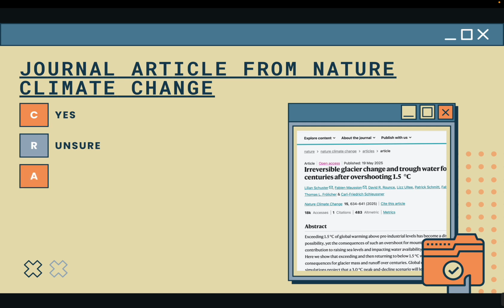Next is authority. Who wrote it? The author's credentials are all listed, and the many different authors are all different scientists on climate authorities. So they do have good authority.